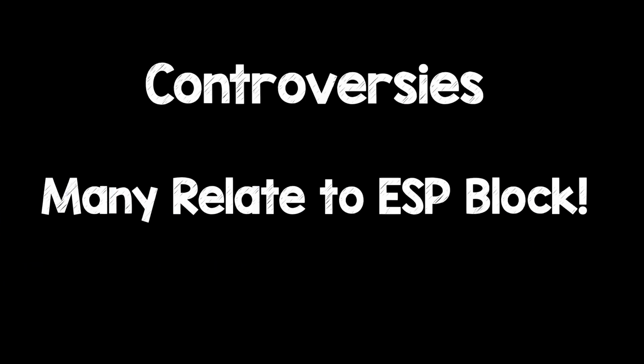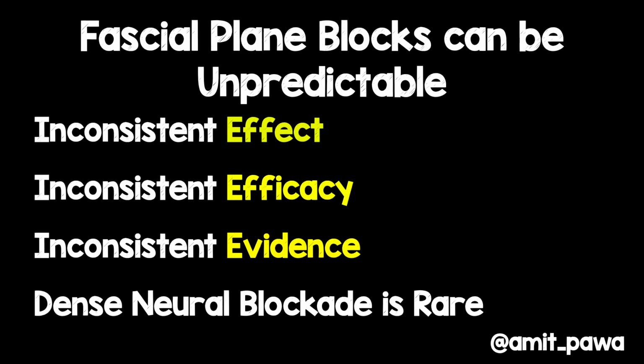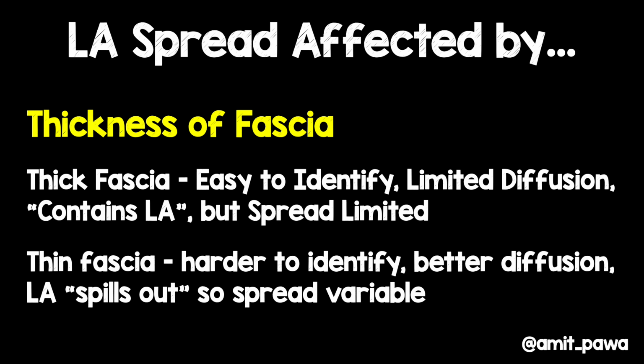So clearly, there are many controversies with fascial plane blocks, and many of them, fortunately or unfortunately, relate to the ESP block. So what do people say? Well, they say, well, look, these fascial plane blocks can be unpredictable. You can get an inconsistent effect, inconsistent efficacy, and there is inconsistent evidence. You look at papers in volunteers and cadavers, we get very conflicting results, and it's very rare to get a dense neural blockade with these fascial plane blocks.